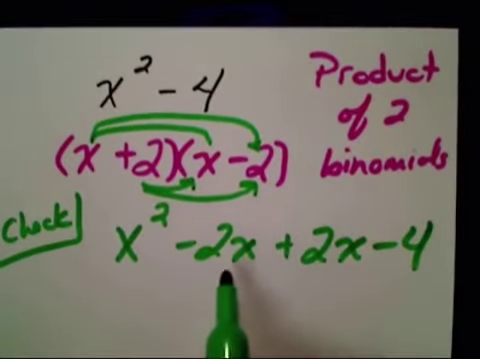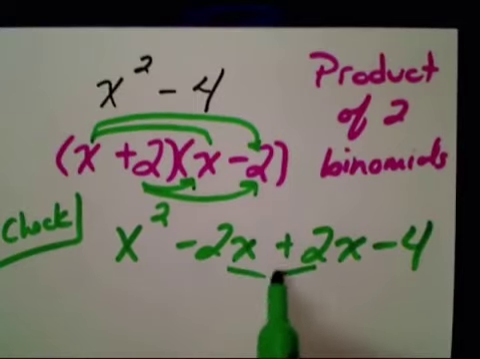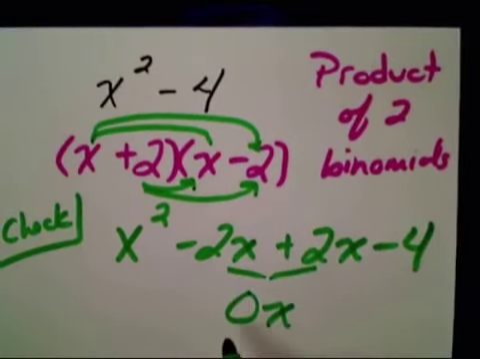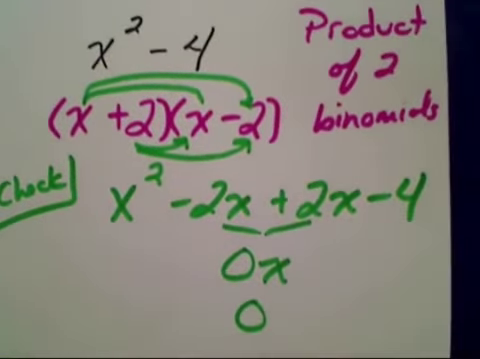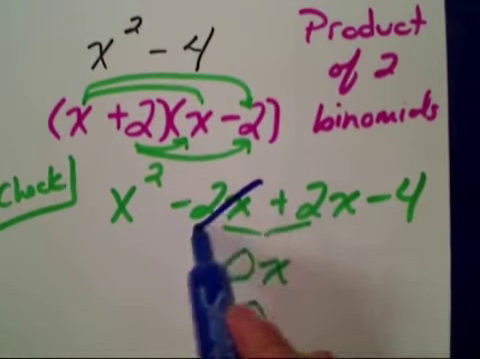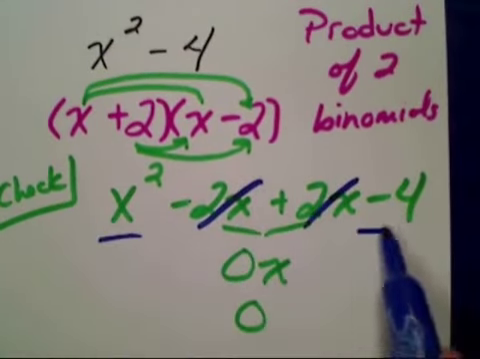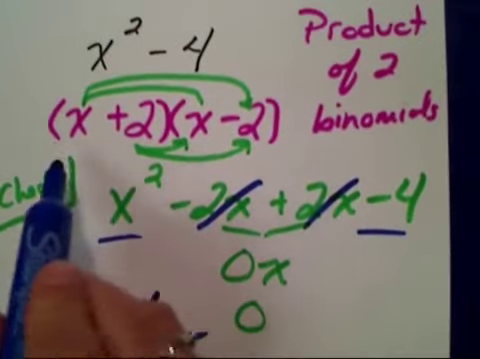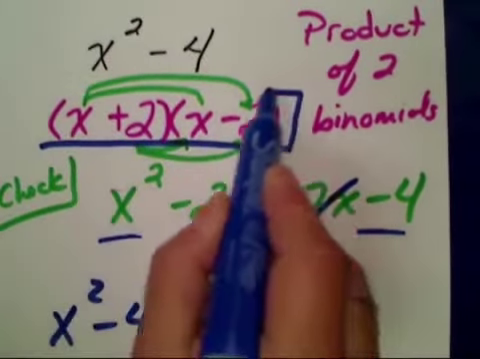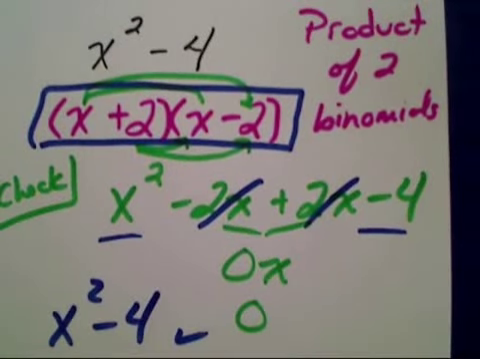The middle terms are opposites. Negative 2x plus 2x is not x, it's 0x. And 0 times anything is 0. So that term goes away. They cancel each other out. That's how you end up with just the two terms. We have the x squared minus 4. So there it checks. So what was the answer again? The answer is this product in factored form. Things that are being multiplied together is factored form. So x plus 2 times x minus 2 is equal to our x squared minus 4. And that's our factored form.